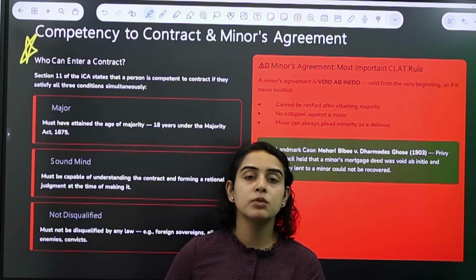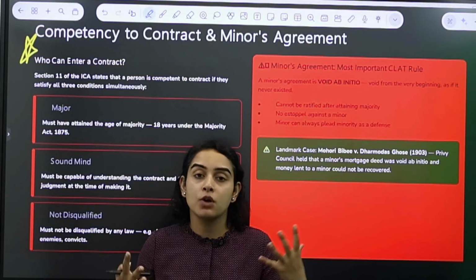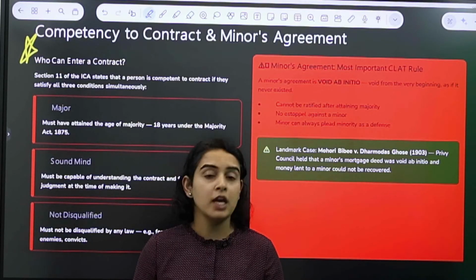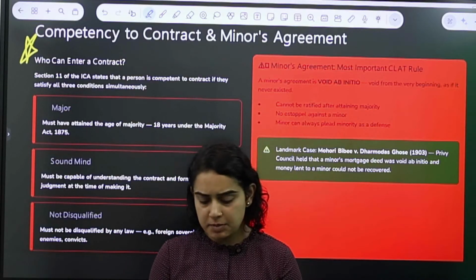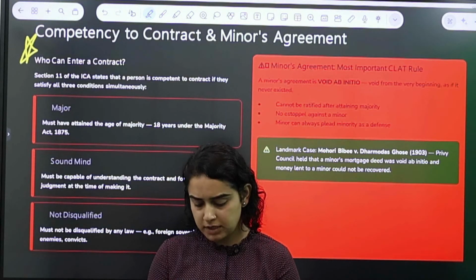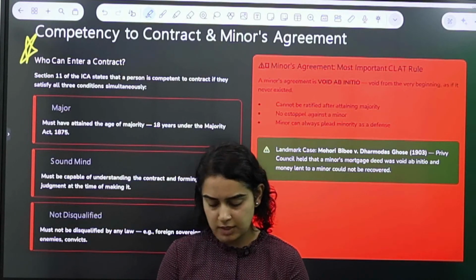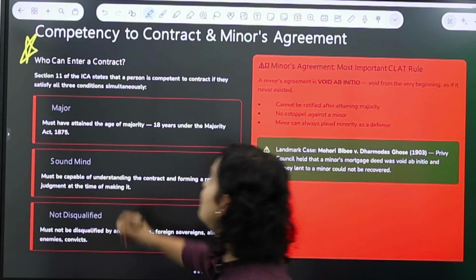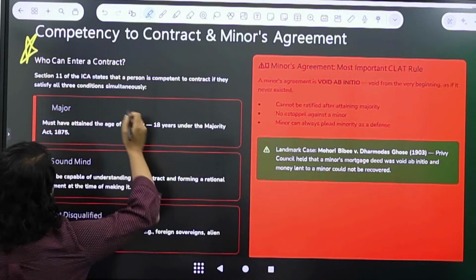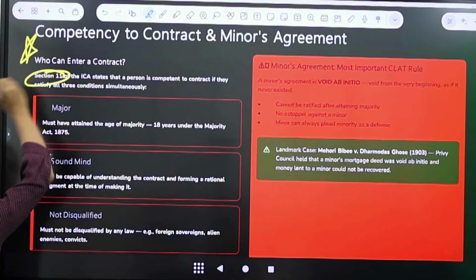Competency basically means who can actually enter into a contract for real. Okay. So now the Indian Contract Act says that anybody can enter into a contract, but there are certain exceptions to the same. Now, what are the exceptions? Sorry, certain conditions, right? What are the conditions? First of all, the conditions have been given under Section 11.